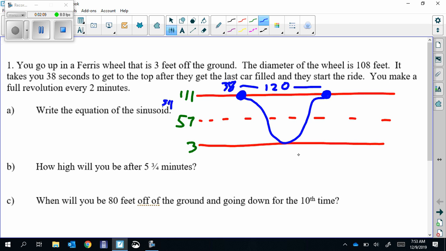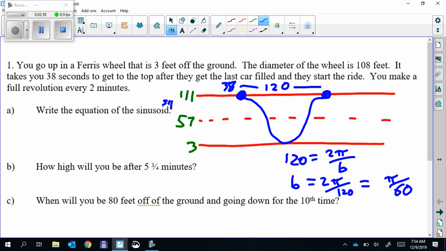So the formula for period equals 2 pi over B. In this case, we just said the period was 120. So 120 equals 2 pi over B. So B equals 2 pi over 120, or reduce that to be just pi over 60.